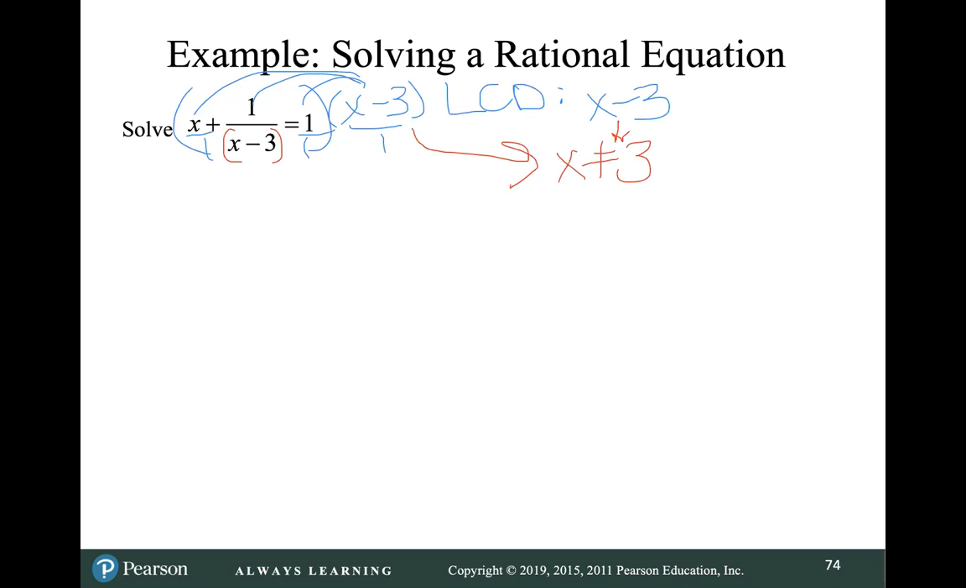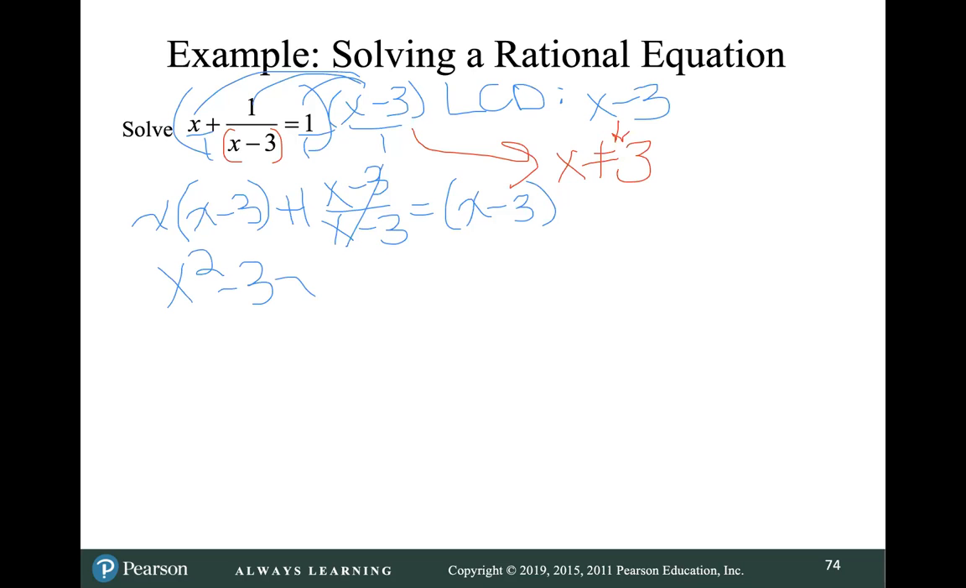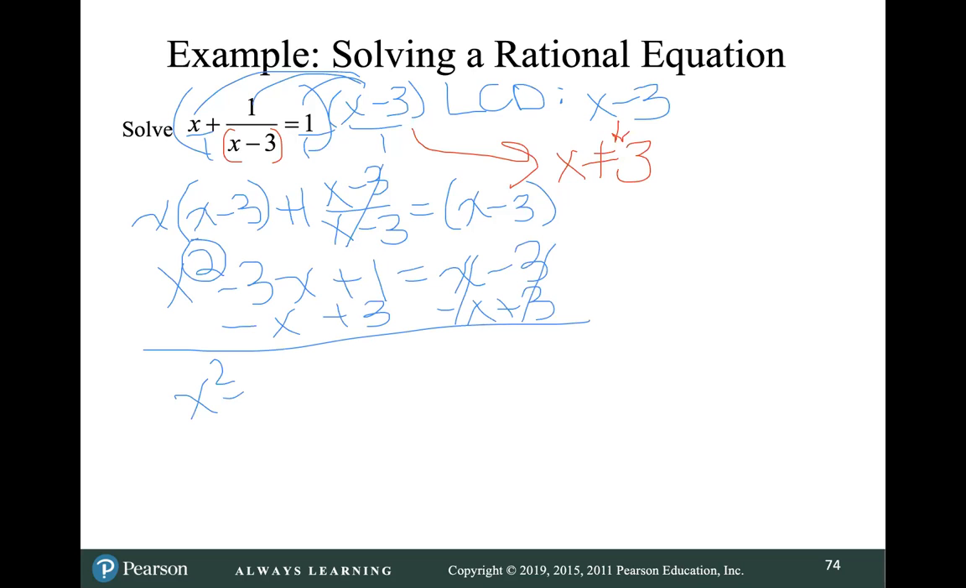So let's go ahead and do the multiplication. So we have x times (x minus 3) plus (x minus 3) over (x minus 3) cancels out. I'll write it out though. Equals 1 times (x minus 3). So this is going to reduce to just 1. So we have x squared minus 3x plus 1 equals x minus 3. Because of that squared, I know that I want to set this equal to 0. Minus x plus 3, minus x plus 3. x squared minus 4x plus 4 equals 0.